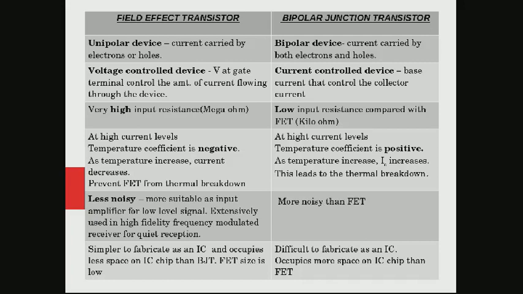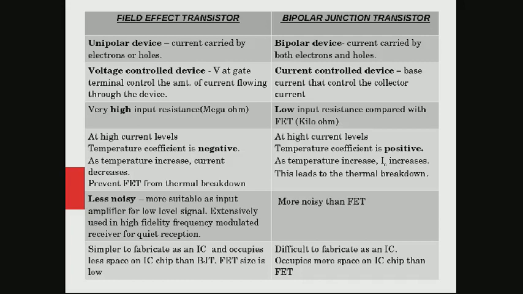And yet another important difference between field effect transistor and bipolar junction transistor is in terms of noise. When we compare FET with bipolar, FET is less noisy. Hence it is more suitable as an input amplifier for low level signals, and it is extensively used in high fidelity frequency modulated receivers where we often require quiet reception. Whereas bipolar junction transistor is more noisy compared to FET. Any noise in the input will get amplified in bipolar junction transistor.